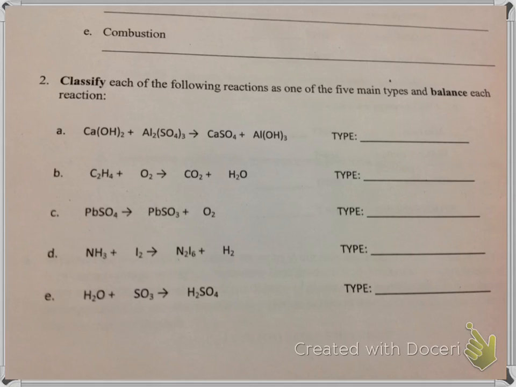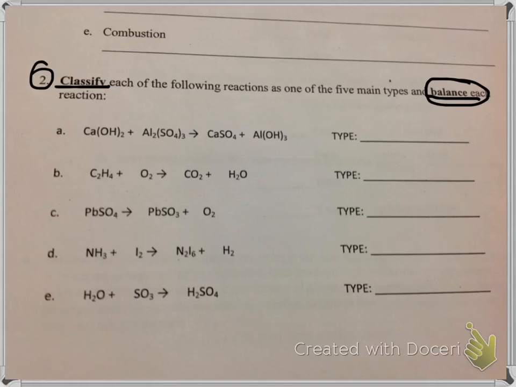Welcome back. Hopefully you got any questions that you had answered. So now we're going to take a look at number 2. Number 2 is actually made up of 2 parts. We need to classify and balance. I'm going to leave the balancing up to you because we've gone over that before. That should be pretty old school.